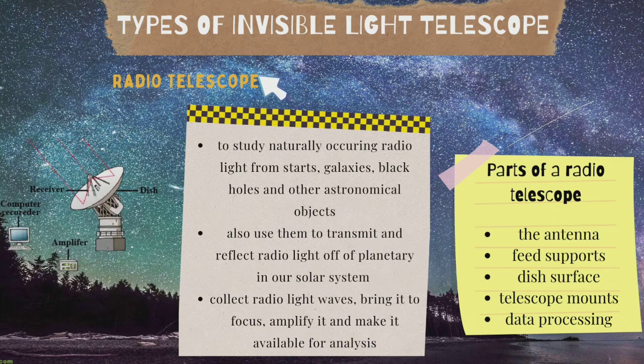There are many types of invisible light telescopes. One of them is the radio telescope. What is a radio telescope? A radio telescope collects radio light waves, brings them to a focus, amplifies them and makes them available for analysis. We use radio telescopes to study naturally occurring radio light from stars, galaxies, black holes and other astronomical objects. We can also use them to transmit and reflect radio light off planetary bodies in our solar system.